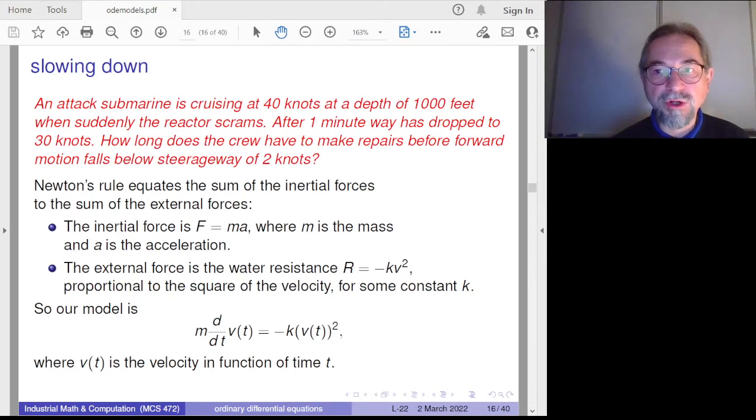Then there is the water resistance, which is here modeled as proportional to the square of the velocity. The faster we go, the more resistance we observe from the water. So that's just a model, if you like, an assumption as well. And it depends on some constant k.